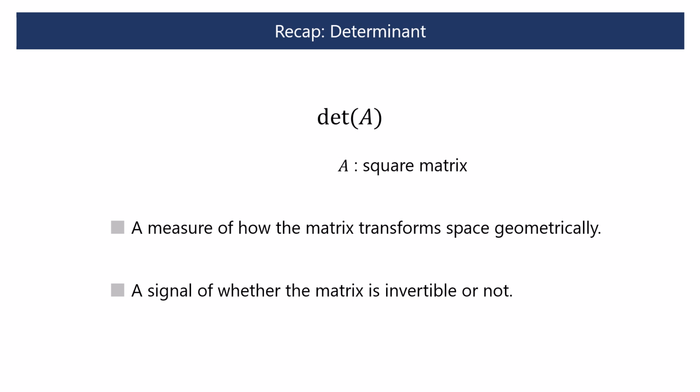Let's recap the determinant. The determinant is a scalar value associated with a square matrix. For an n by n matrix A, the determinant is denoted as det(A). It encapsulates important properties of the matrix and has a profound connection to the solution of linear systems. The determinant can be thought of as a measure of how the matrix transforms space geometrically. It also works as a signal of whether the matrix is invertible or not.